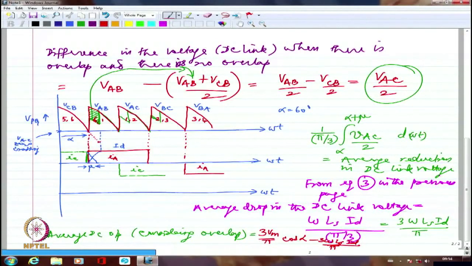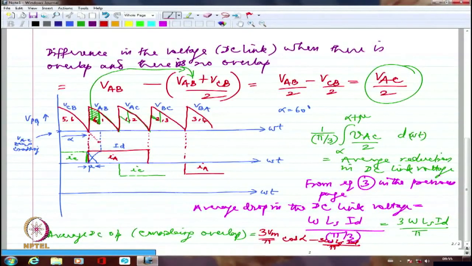So if I try to look at the overlap, two effects we have arrived at so far. One is that the current rise is delayed, because of which the current is rounded. You don't see an abrupt rise and fall in the current; you see the current being rounded. The second effect is reduction in the DC output voltage.